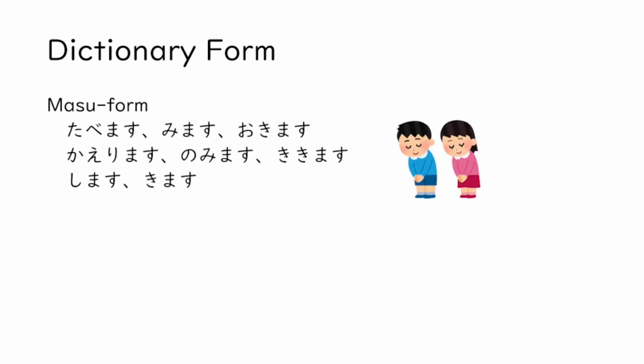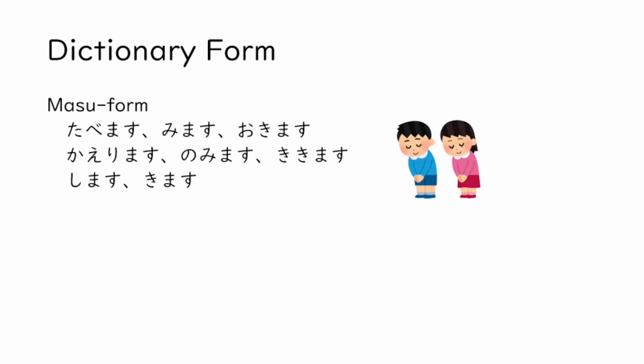Before getting into how to change into te form, let's look at the dictionary form of verbs in each category. Many of you may have started with Japanese study with masu form verbs. Masu form verbs end in masu. It's used in regular polite expressions, and it's easy to form a negation and change to the past tense. However, this form of verbs is not found in the dictionary.